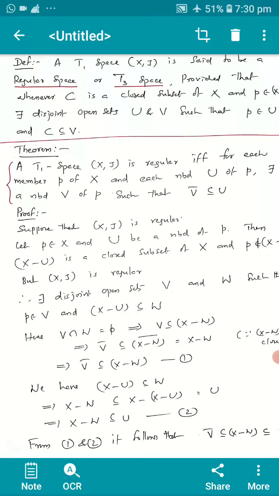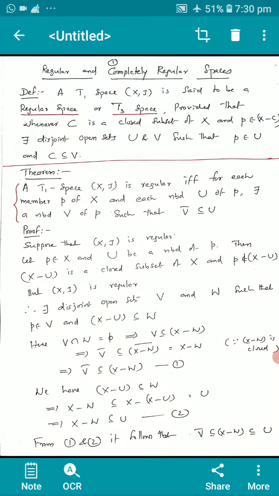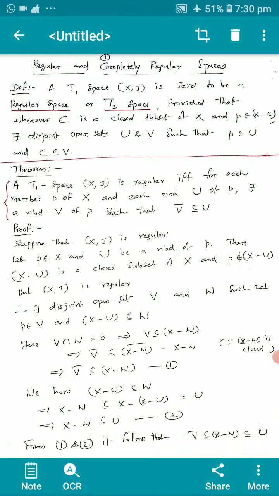Theorem, the first theorem we can see. A T1 space X is regular if and only if for each member P of X and each neighborhood U of P, there exists a neighborhood V of P such that V bar is a subset of or equal to U. This is the first theorem. We can discuss the proof of it. That is, what is given: T1 space X is regular. So it's a necessary and sufficient condition we have to prove.